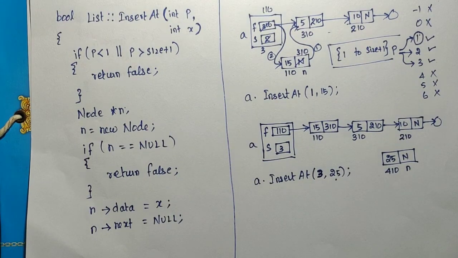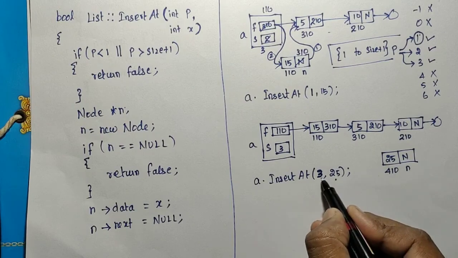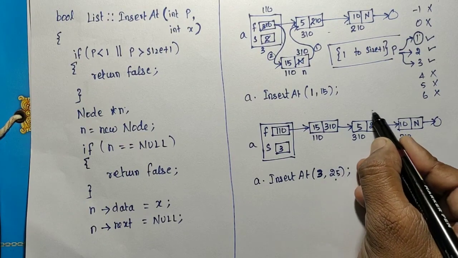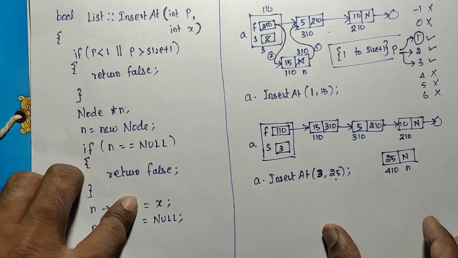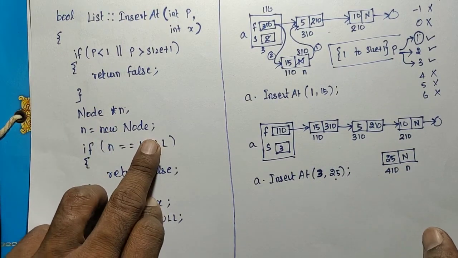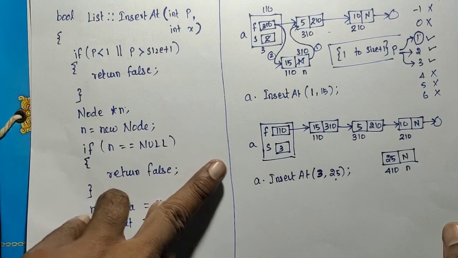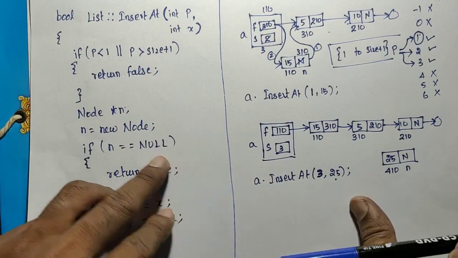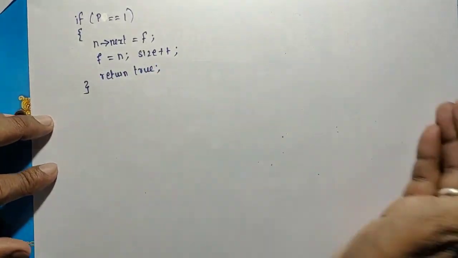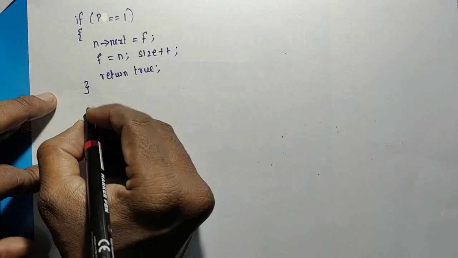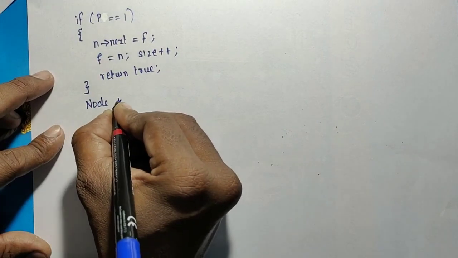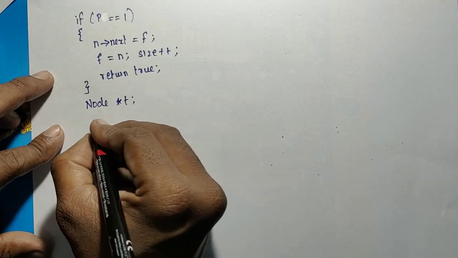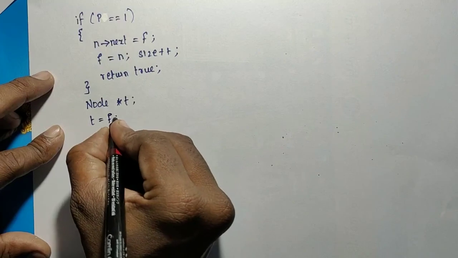Are you clear? So here P is 3. 3 minus 1 is 2. The second node is this one. So I need to look for the second node, so I am going to do the search. I am going to find the P minus first node. Correct? So for the searching, as usual, I need to start from the first node. Start T, and T equal to F. I have to start from F.